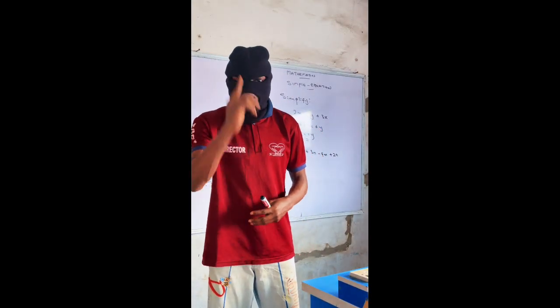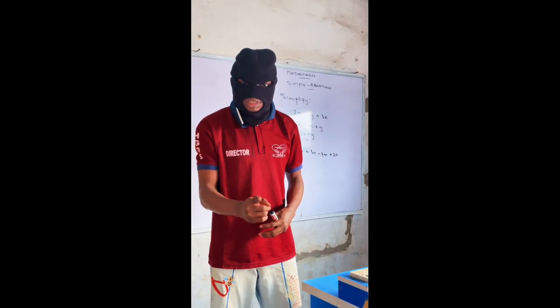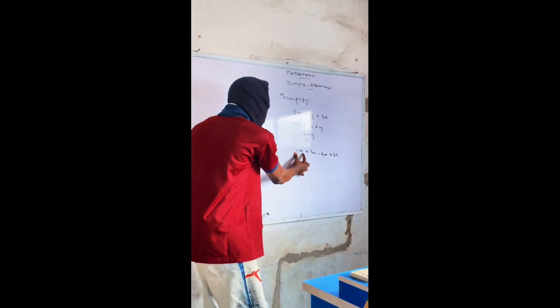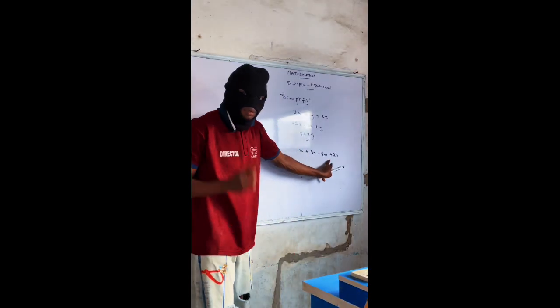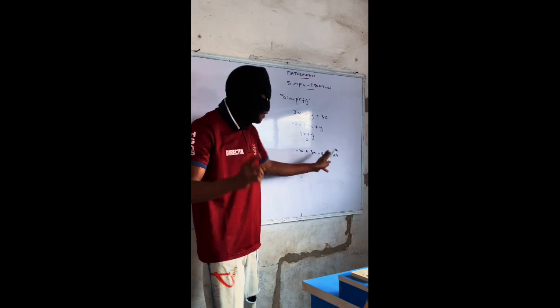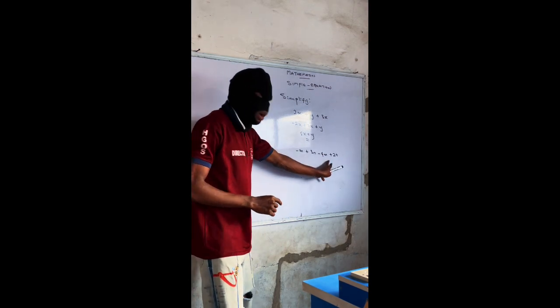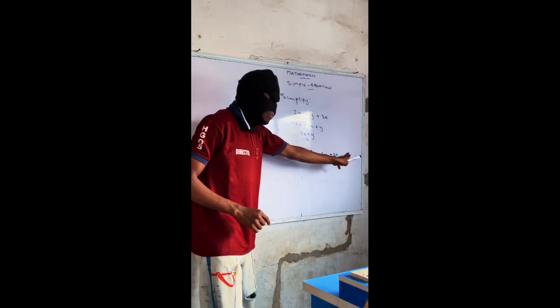What you are going to do is collect like terms. Now, this is minus n, this is minus 4n. Please and please, don't throw away the sign. This is minus n minus 4n. This is plus 3n plus 2n.